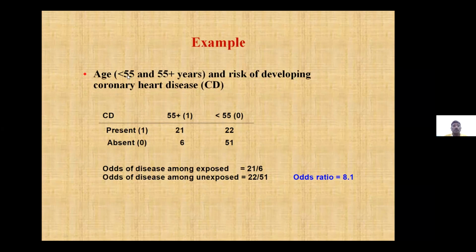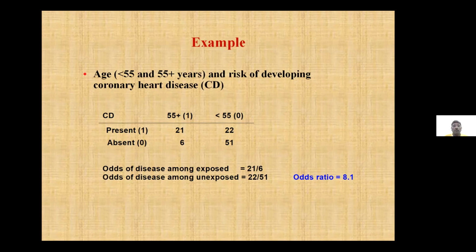So the example is age less than 55 and 55 plus years, and the risk of coronary heart disease. This is a dichotomous disease, present or absent, and age is given. 21 people whose age is more than 55 have coronary disease, and 22 persons with age less than 55 have coronary disease. Coronary disease is absent for 6 people whose age is more than 55, and there are 51 people who don't have coronary disease whose age is less than 55.